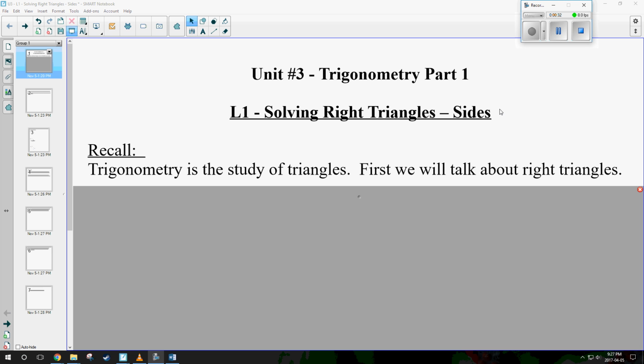The first thing that we need to recall and refresh our memory, because this is stuff that you did see last year, no matter whether you're coming from applied or academic, is that trigonometry is the study of triangles. So the first thing we're going to talk about is right-angled triangles. And remember, right-angled triangles are triangles that have a 90-degree angle in one of the corners of the triangle.